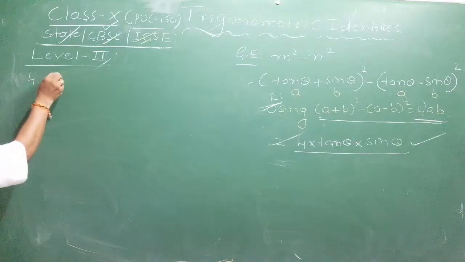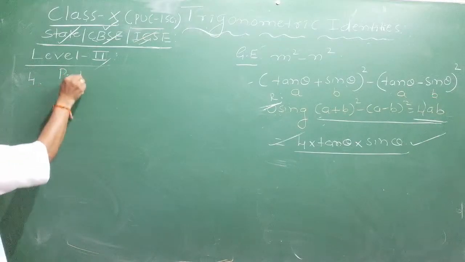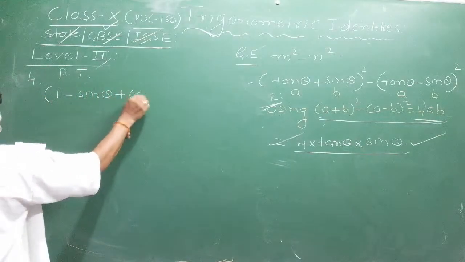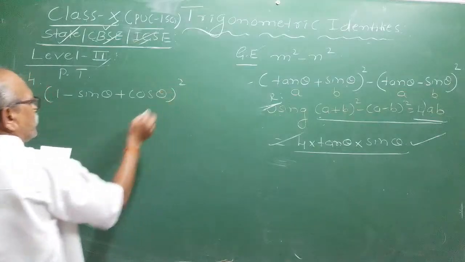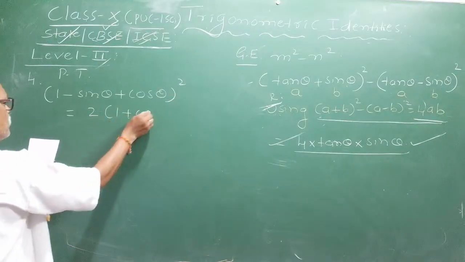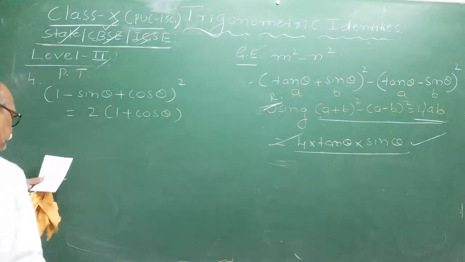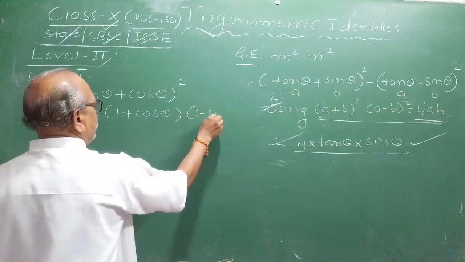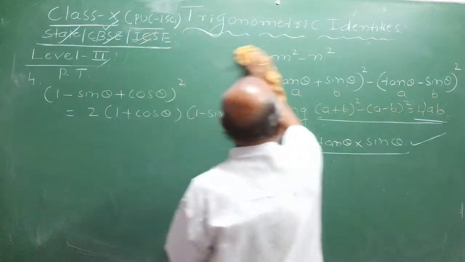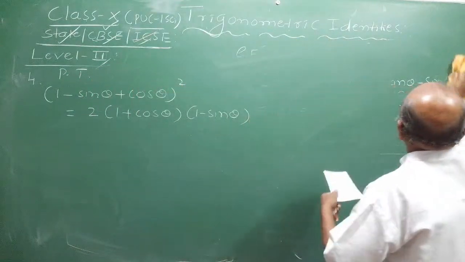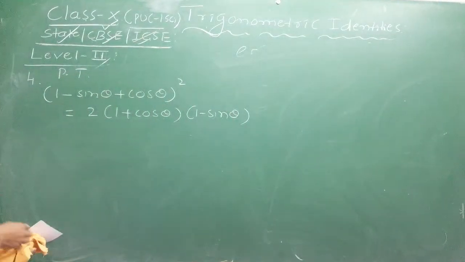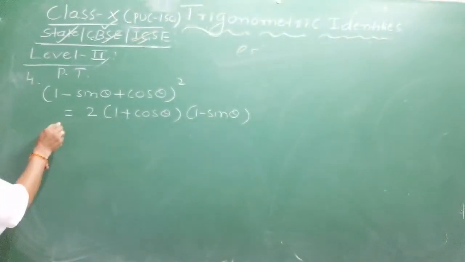Take the 4th question. Prove that 1 minus sin theta plus cos theta the whole square is equal to 2 into bracket 1 plus cos theta into 1 minus sin theta. You are asked to prove this. Now there are 3 terms here. You studied the identity in the 9th standard. You remember, I will give a hint in the hint box.